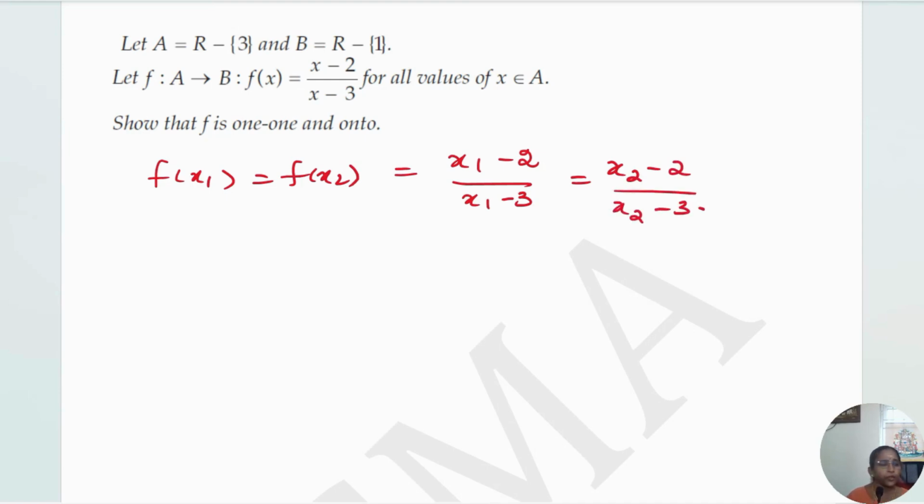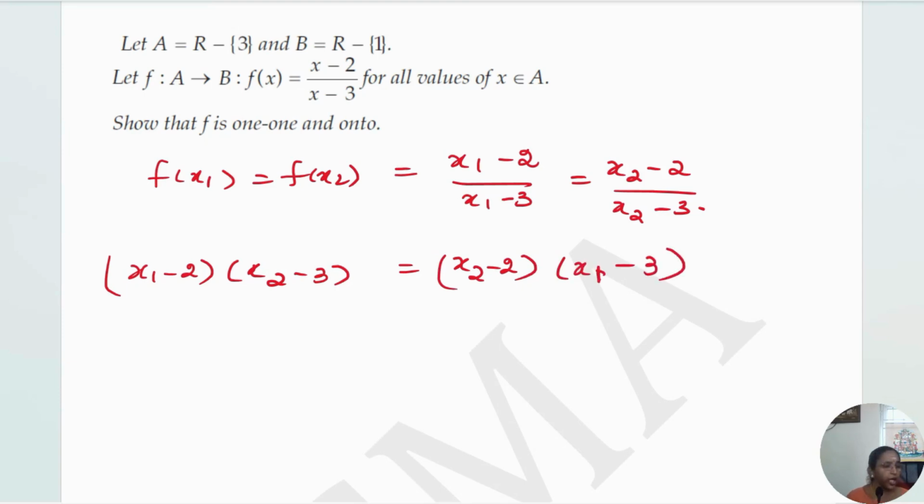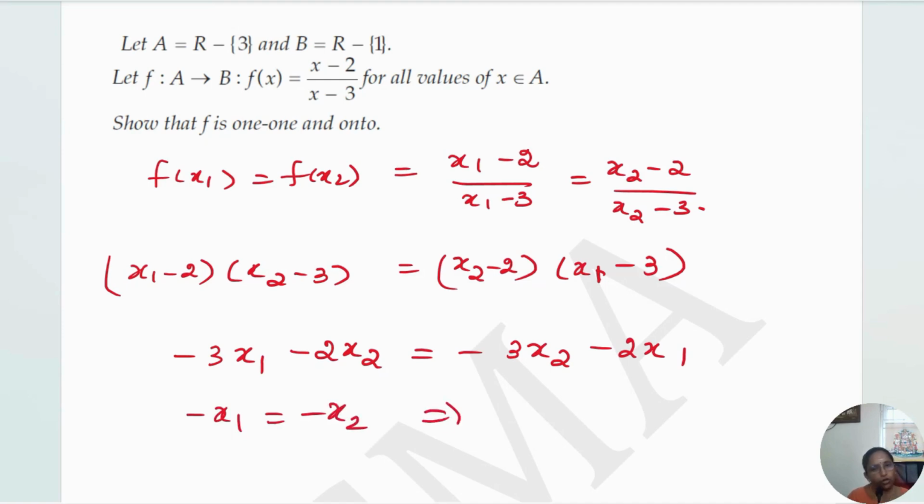Do cross multiplication and then simplify your data. So (x1 - 2)(x2 - 3) = (x2 - 2)(x1 - 3), and proceed, so that you will get -3x1 - 2x2 = -3x2 - 2x1. So now -x1 = -x2, so that you can write x1 = x2. So our function f(x) is 1 to 1, or you can say it is injective.